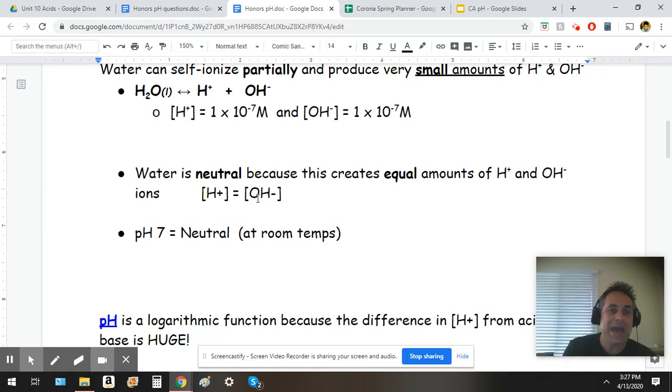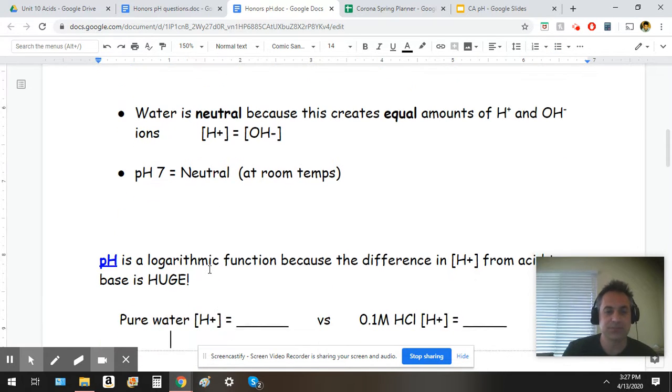And when you do the math, I'll do the math in a little bit, but when you do the math to figure out what's the pH of this neutral solution, all you need is the H plus ion concentration, and here it is right here. You punch it in the calculator, you get 7. That's the pH of neutral solutions. Again, at normal temperatures, like 25 Celsius.